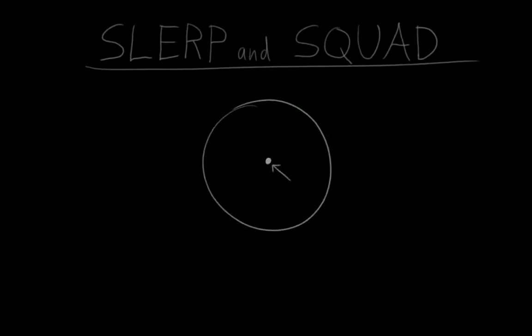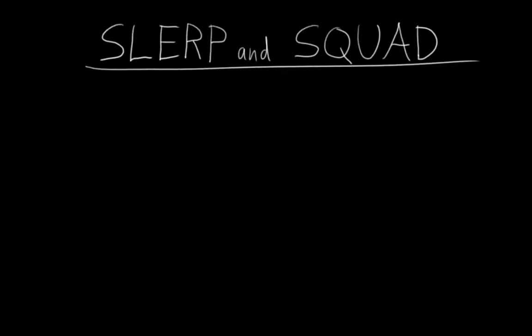So there is actually one other reason why a lot of software doesn't directly expose the components of quaternions, and that's because of something called slurping and squatting. What on earth are those? Those are kind of weird names for stuff.